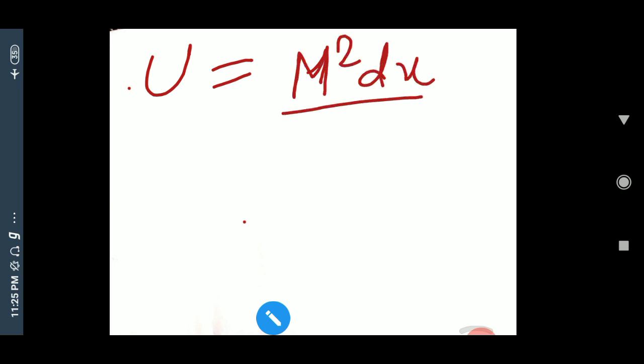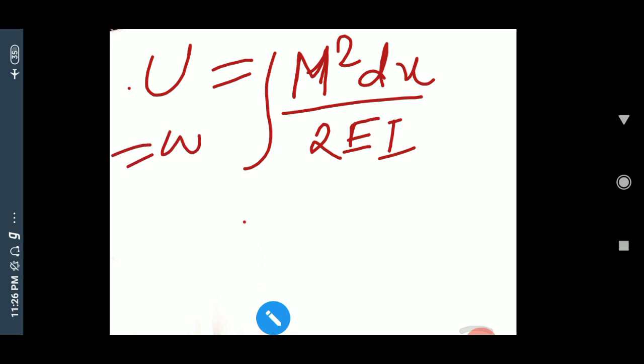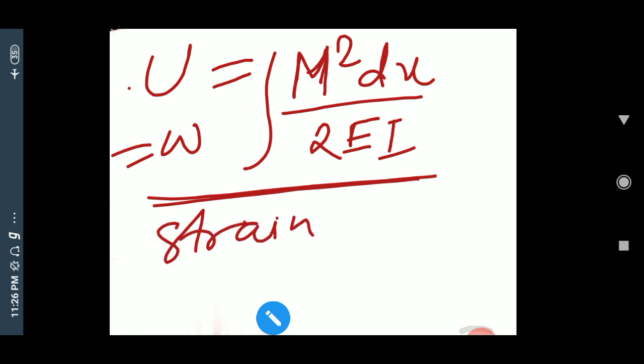From basic strength of materials, we know that energy stored in a body is equal to the integration of M squared dx upon 2EI, where M is the moment at any point on the beam, E is the Young modulus of the member, and I is the inertia of the member. So U is equal to W. This is the equation for strain energy.